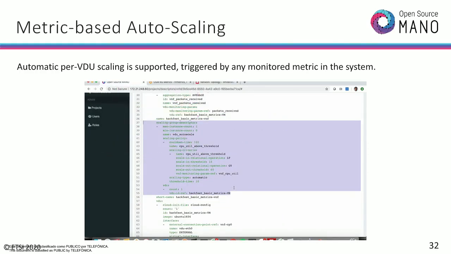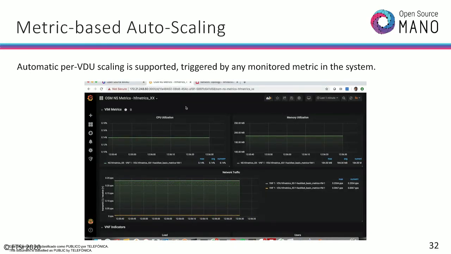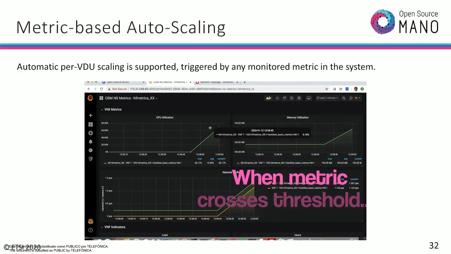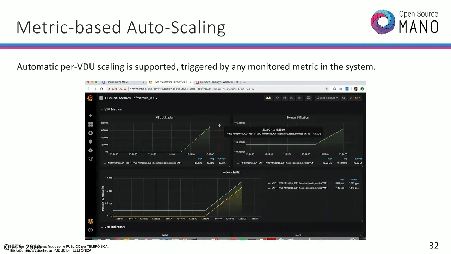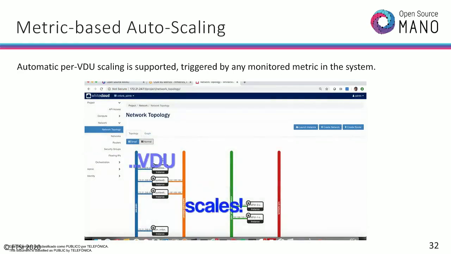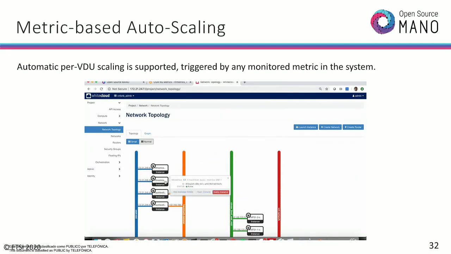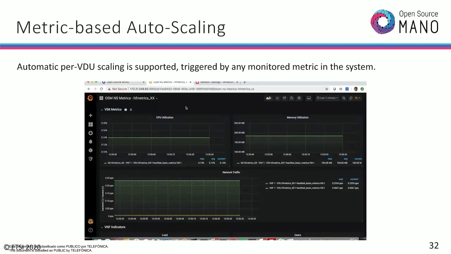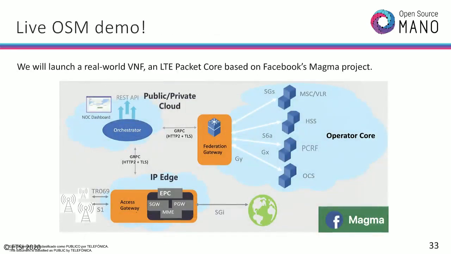So that's all the features that we think are the main ones to highlight. Of course, there is network slicing. There are also features for launching cloud-native applications, which we will see in more detail in the next sessions. But now we would like to show you a live open source MANO demo.